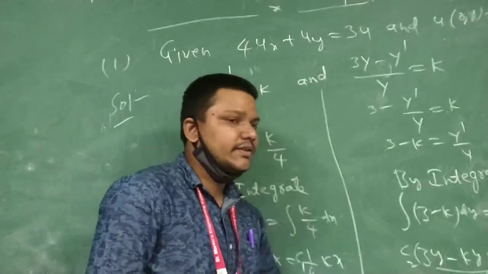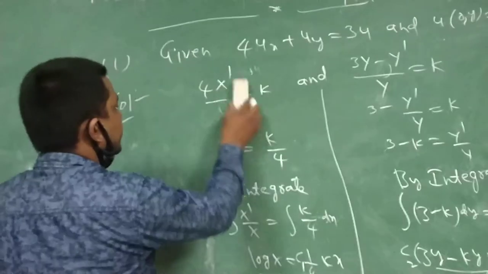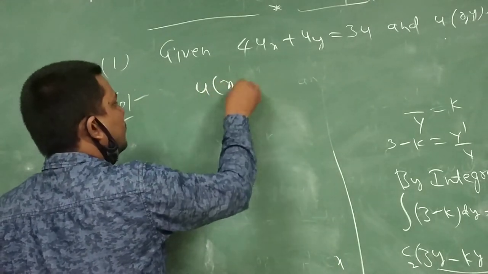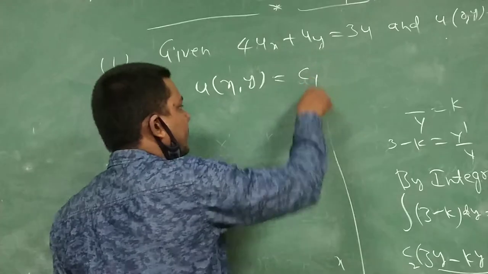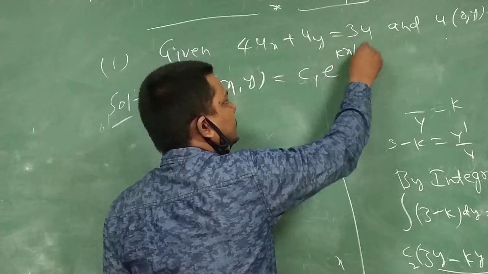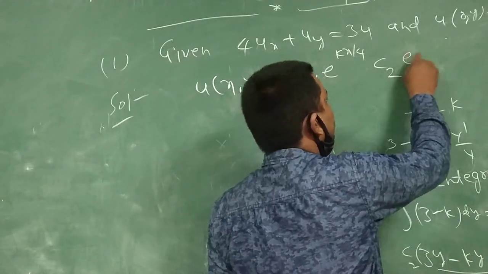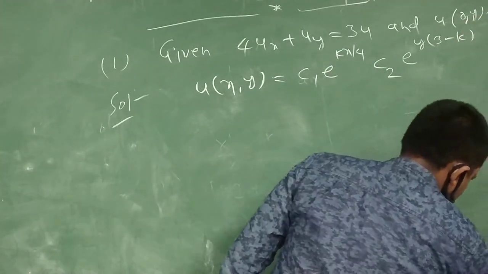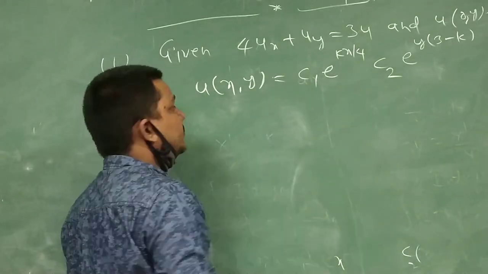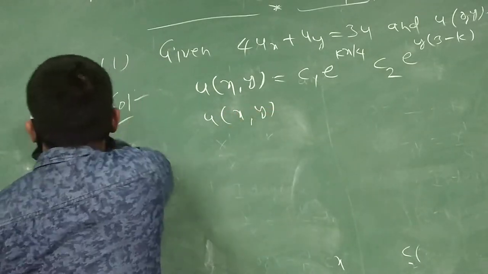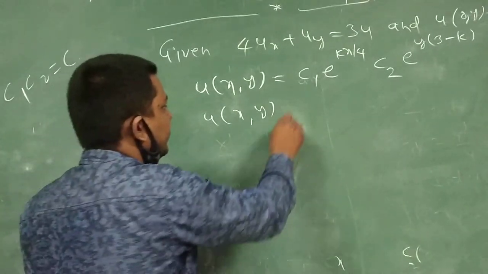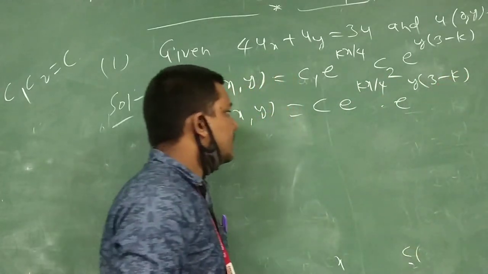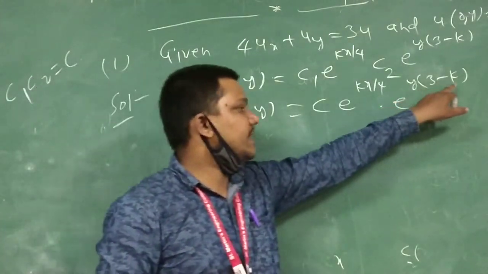Now substitute these two functions x and y in the solution, which is u of x comma y, equal to x into y. What is x here? C1 into e power kx by 4, and y is c2 into e power y of 3 minus k. Now we have the constant c1 into c2, which we can treat as one constant, say capital C. So u is C into e power kx by 4 into e power y into 3 minus k.